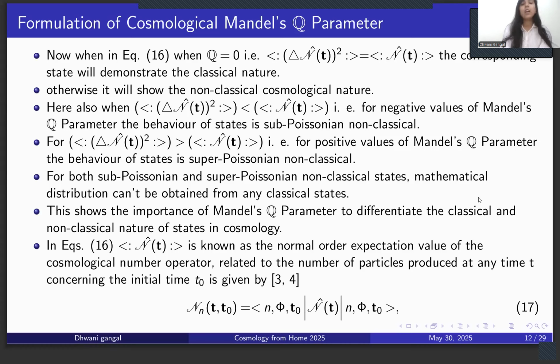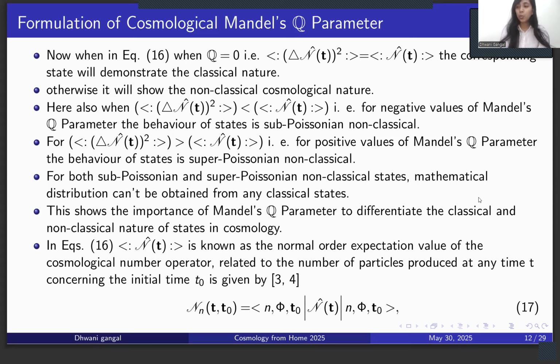In this slide, I will show you that if the Mandel's Q parameter value is 0, Q is equal to 0, we can say that we are using a Poisson state. If Q is less than 0, we say that our state is sub-Poissonian. And if Q is greater than 0, we can say that our state is super-Poissonian.